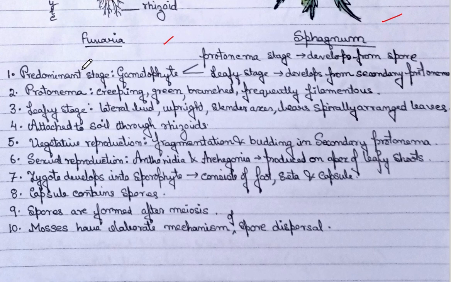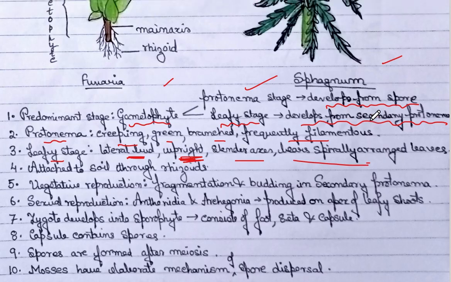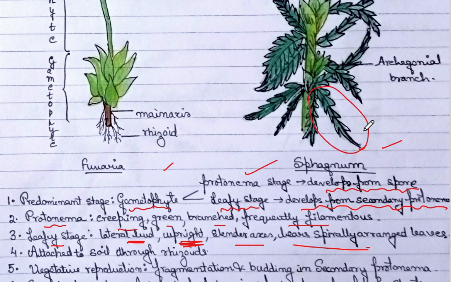Now here the points to remember are, again, the predominant stage is gametophyte. Gametophytes are of two types here: the protonema stage, which develops directly from the spore, and the leafy stage, which develops from the secondary protonema. The protonema stage is generally creeping, green, branched, frequently filamentous, and the leafy stage remains as a lateral bud, with an upright, slender axis that bears spirally arranged leaves like this.